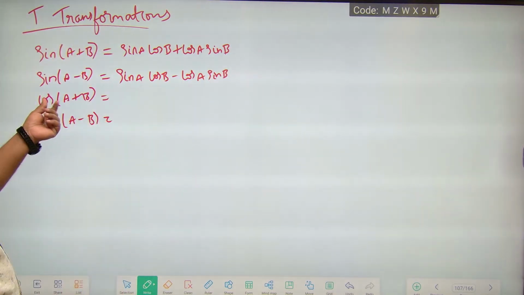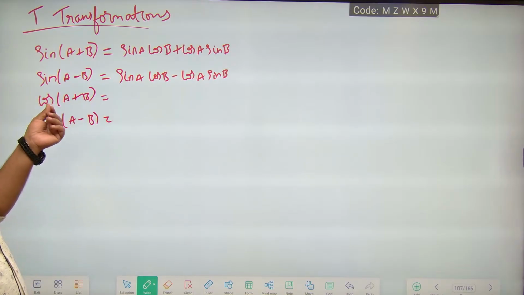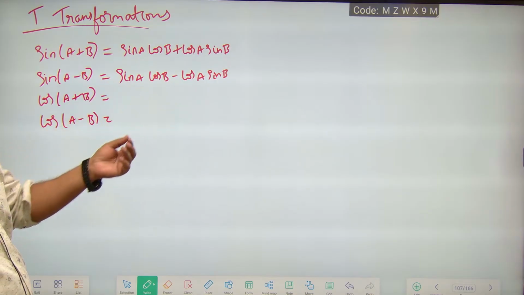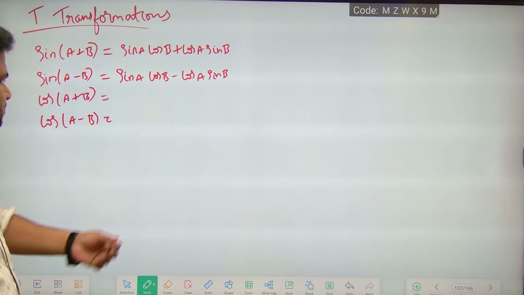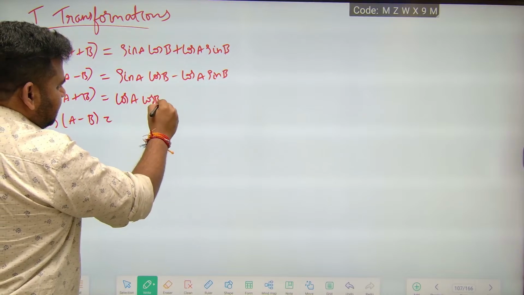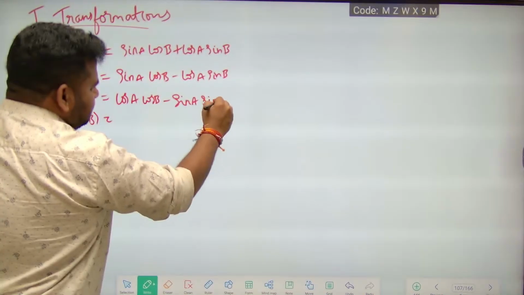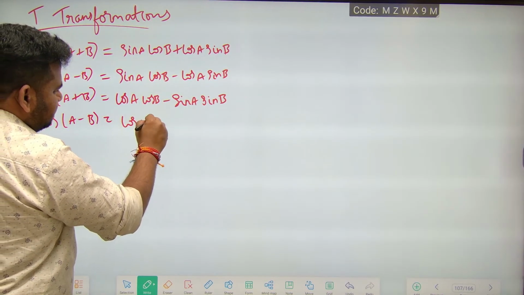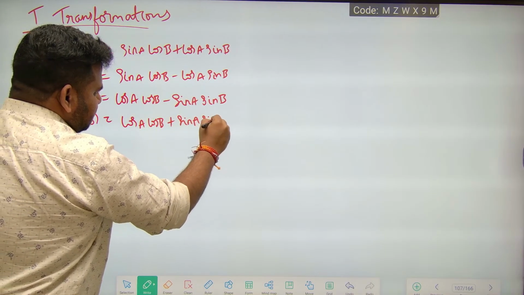Now cos of A plus B, you have to remember, cos will not join with sin here. What we will get is cos A cos B and sin A sin B, but wherever plus is there, you will get minus, and where minus is there, you will get plus. So this I can write as cos A cos B minus sin A sin B. And cos of A minus B is cos A cos B plus sin A sin B. That is, it will do the reverse thing.